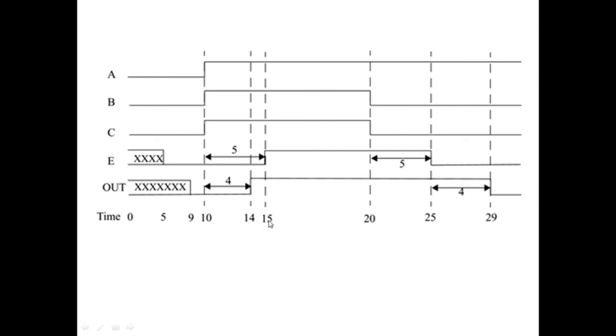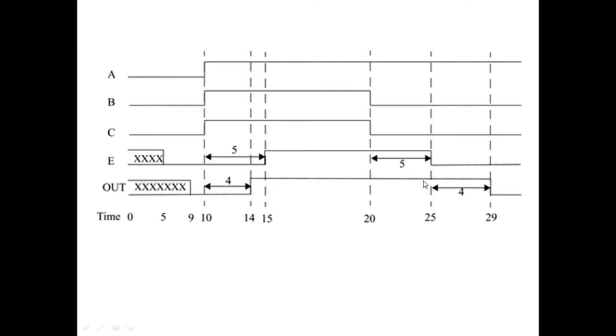Now at 15 seconds you see C is logic 1 and E is also logic 1. Logic 1 plus logic 1 is also logic 1. So 15 plus 4 is 19, and after 19 seconds also the output out is logic 1. At 20 seconds you observe C is logic 0 and E is logic 1, so after 24 seconds out is also logic 1.